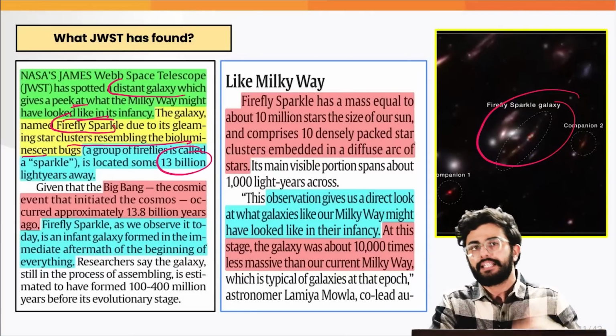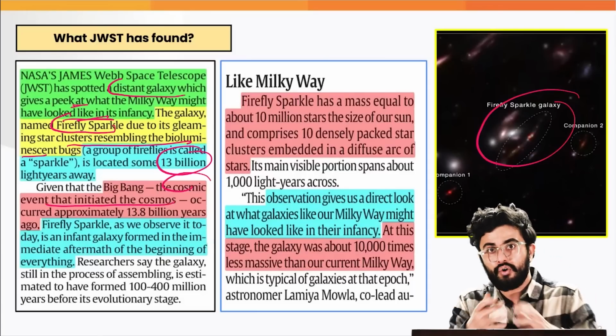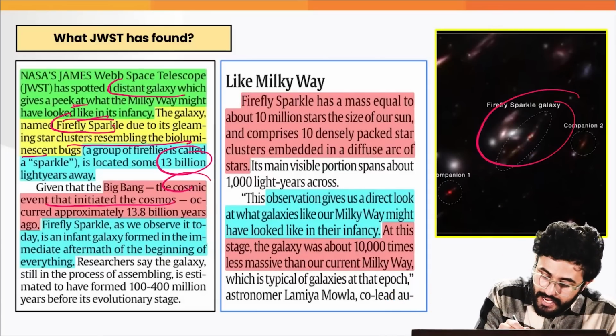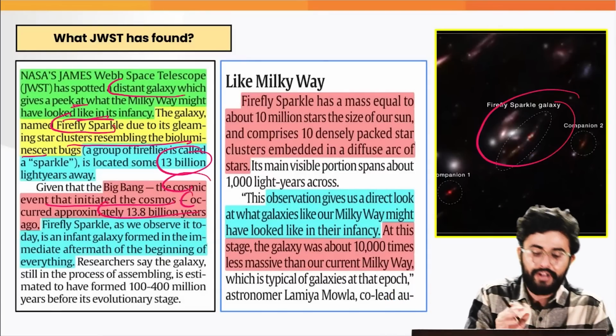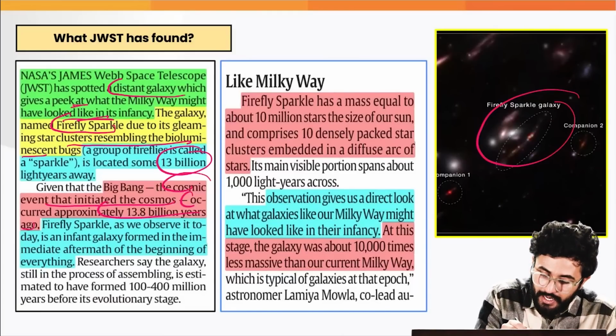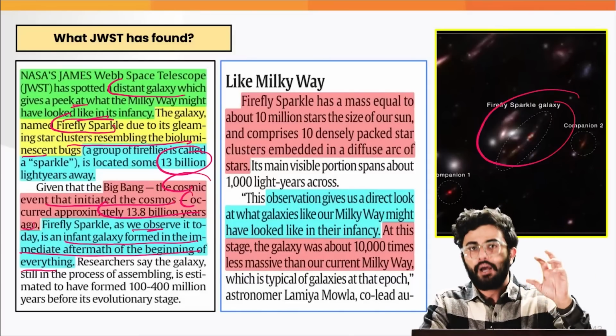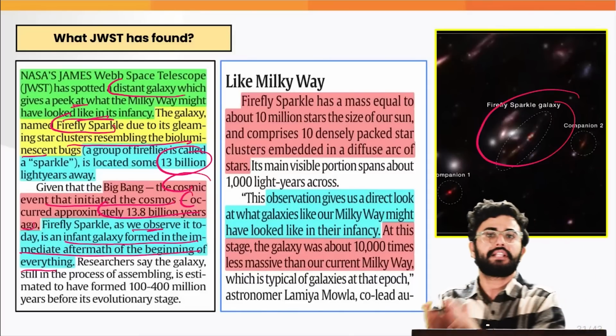years away. Given that the Big Bang, or the cosmic event that initiated the cosmos or the life which we see today, occurred approximately 13.58 billion years ago, the Firefly Sparkle as we observe it today is an infant galaxy formed in the immediate aftermath of the beginning of this Big Bang. Now the article suggests that it is just like the Milky Way.